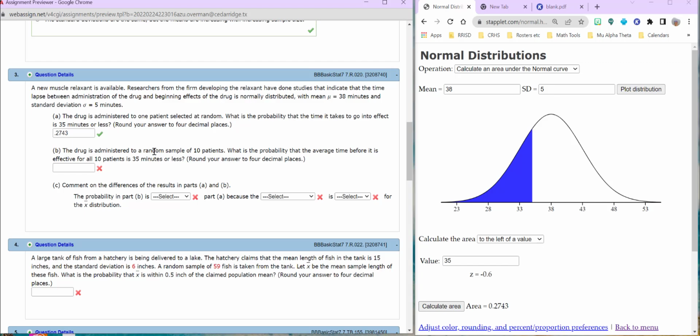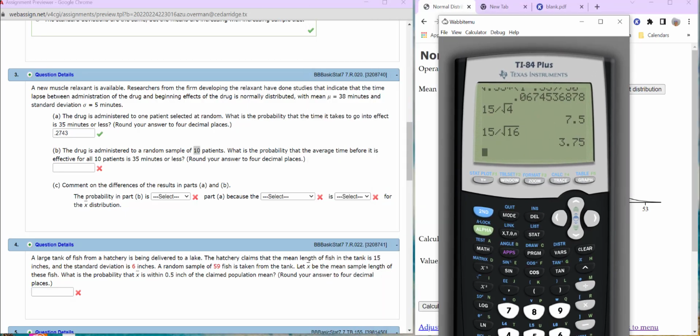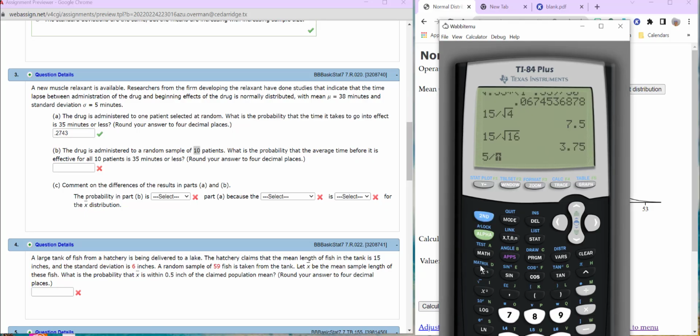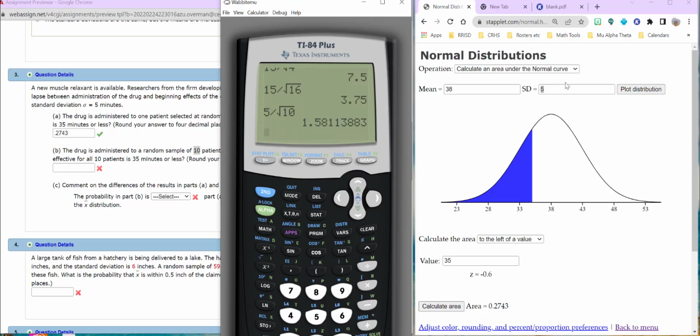0.2743. Now we're doing a random sample of 10 patients. So what does that mean? I have to take that 5 and I have to divide it by the square root of my sample size to get my new standard deviation. So this 5 is incorrect. So we're going to go 5 divided by second, square root of 10. All right, enter. So now I have to put this standard deviation right here.